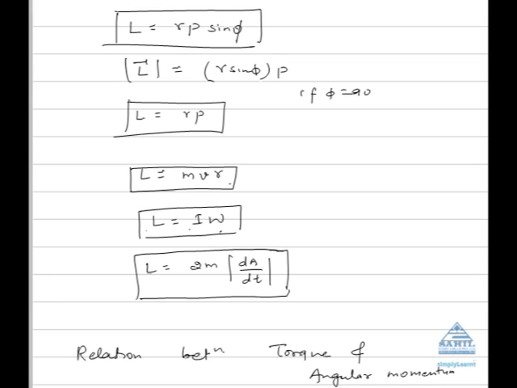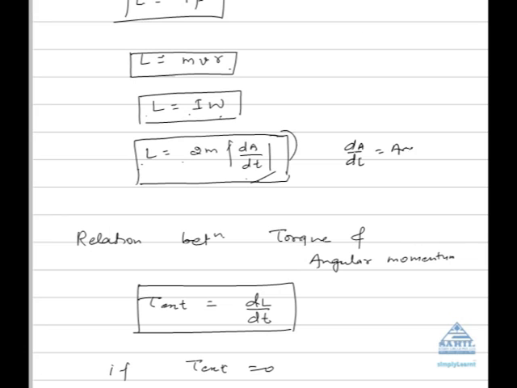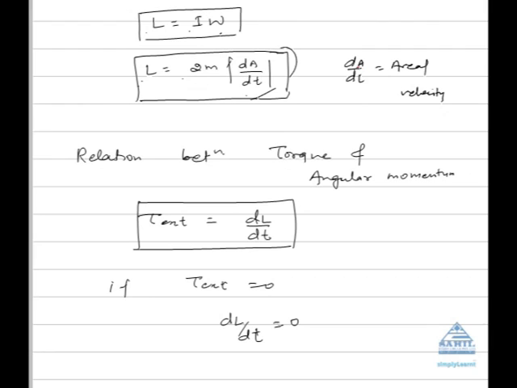L is also given by L is equal to 2m dA by dt, where dA by dt is called areal velocity, which means the swept area per unit time, or it is defined as the area swept by a body in a given time.